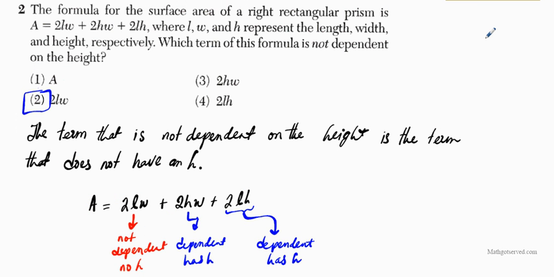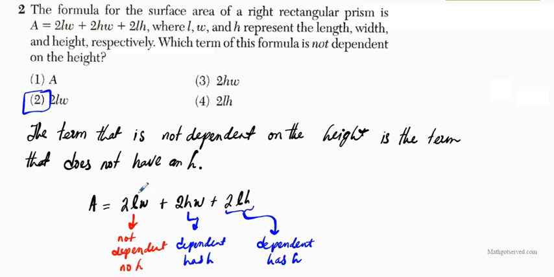All right, question 2 has to do with dependence in terms of a formula. The question asks what term in the area formula for a rectangular prism is independent, or not dependent, on the height. The area itself is dependent on the height because we have two terms here that have h in them. So the term out of these three, either 2LW, 2HW, or 2LH, that is independent is the term that does not have h in it.